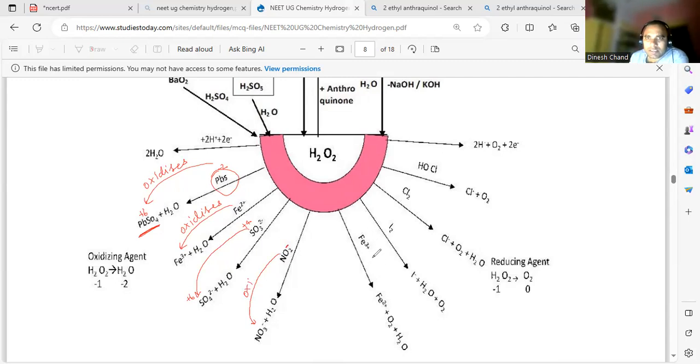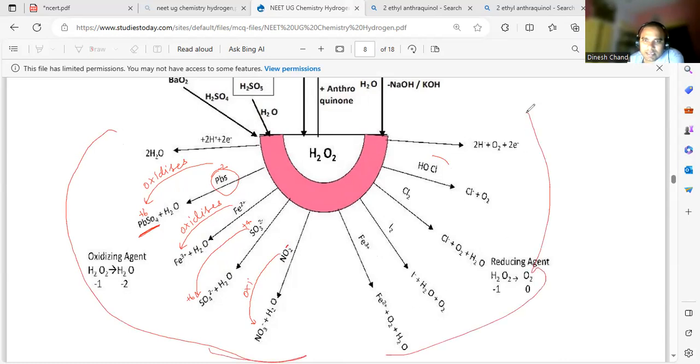Now, it can act as a reducing agent also. These are the oxidizing agent reactions. This portion they are saying reducing agent. These are there for the reducing agent.